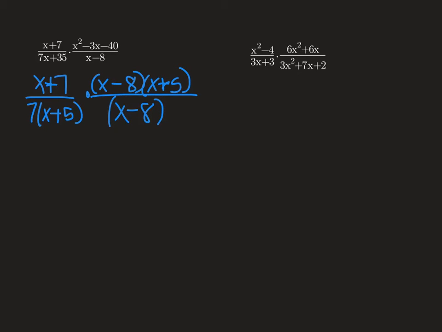Here we go. Now I'm going to look for common factors. So the common factors that I see are an x minus 8 and an x minus 8. And notice they don't have to be on opposite fractions. They just need to have one in the numerator and one in the denominator. And then I see an x plus 5 and an x plus 5.